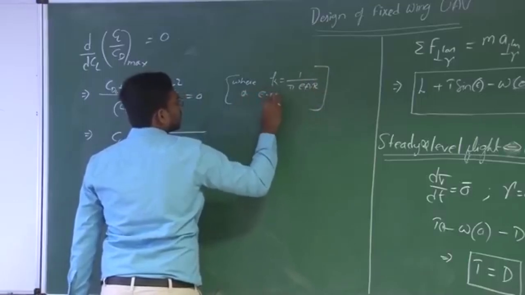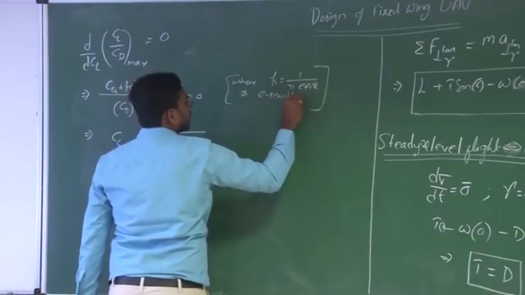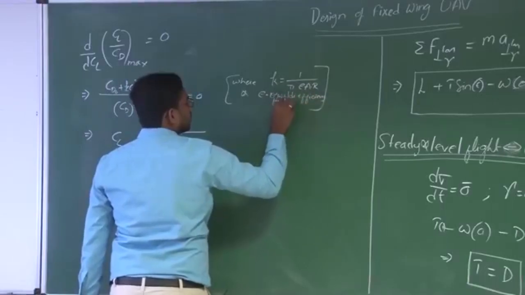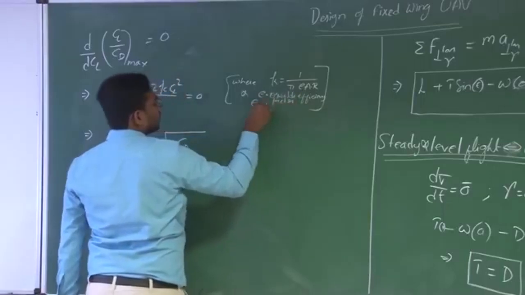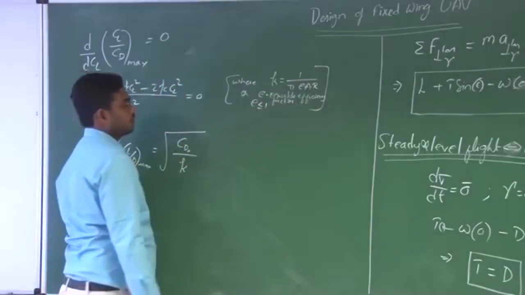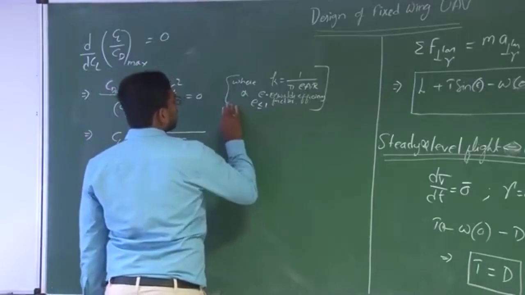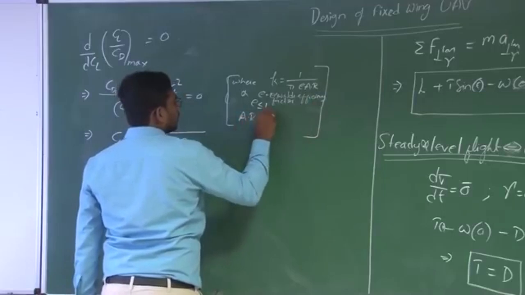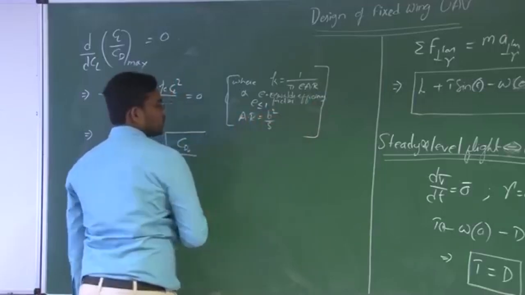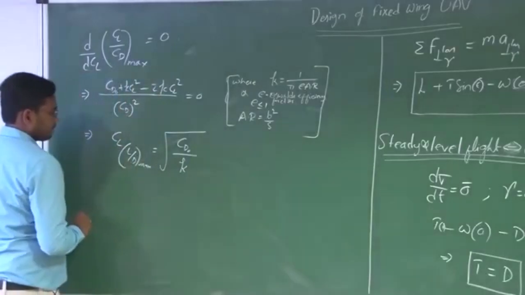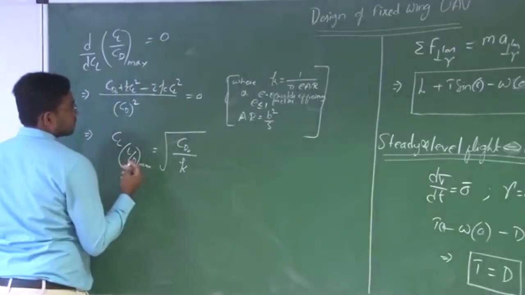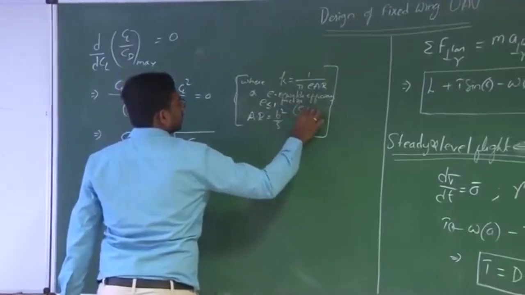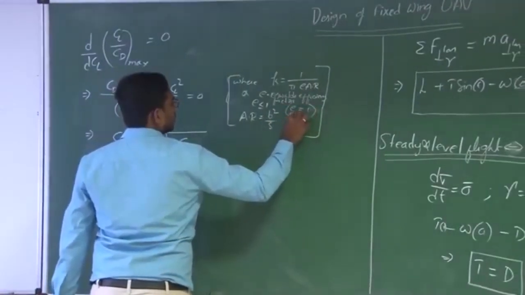E is Ostwald's efficiency factor, whose limits are less than or equal to 1. AR is the aspect ratio, which is given by b square by S. So for an elliptic wing, e is equal to 1.